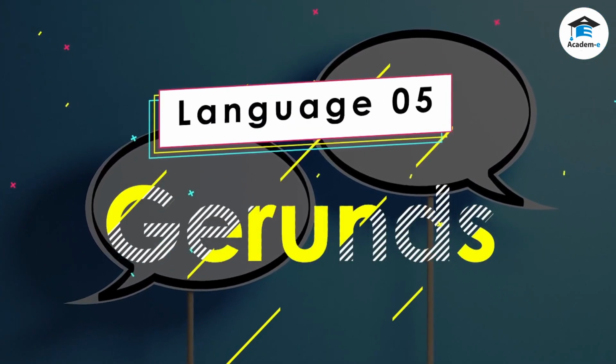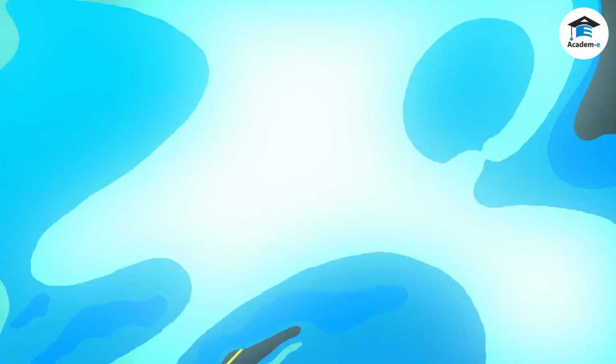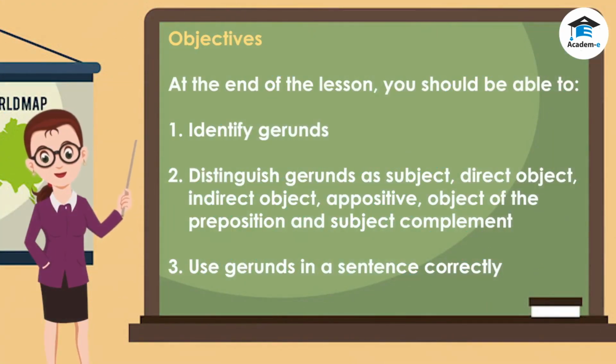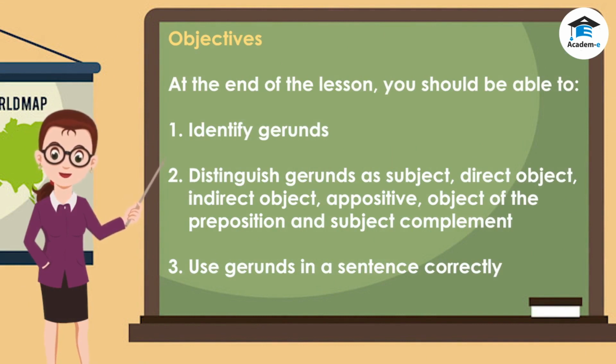Language 5. Gerunds. At the end of the lesson, you should be able to identify gerunds. Distinguish gerunds as subject, direct object, indirect object, appositive, object of the preposition, and subject complement. And use gerunds in a sentence correctly.